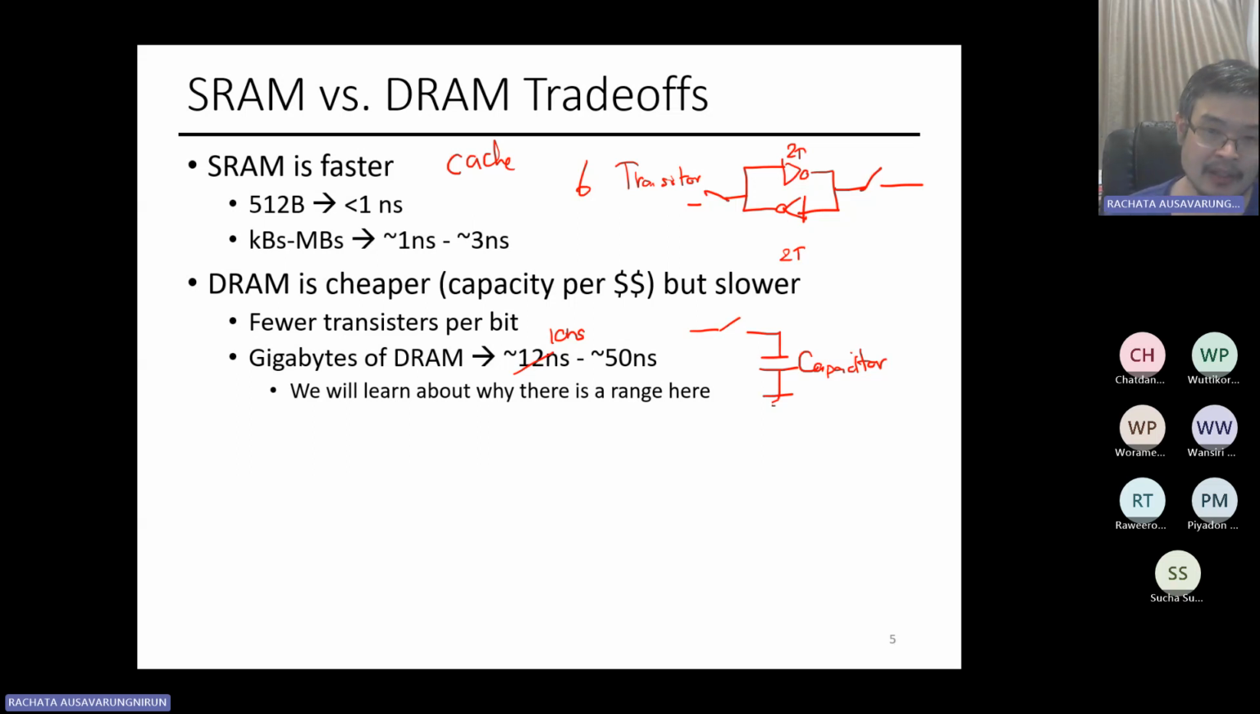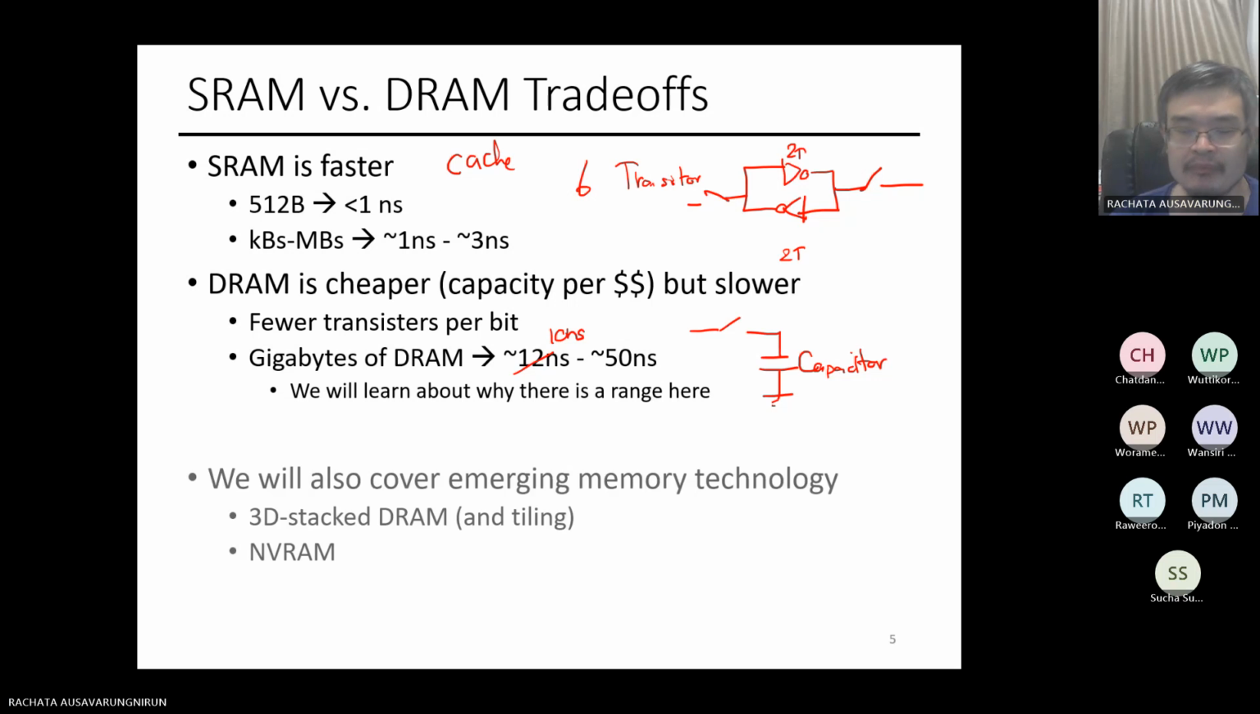A long time. Recap: SRAM, small but fast. DRAM, big but slower. All right, that's it. DRAM is what you call the memory when you buy a computer.